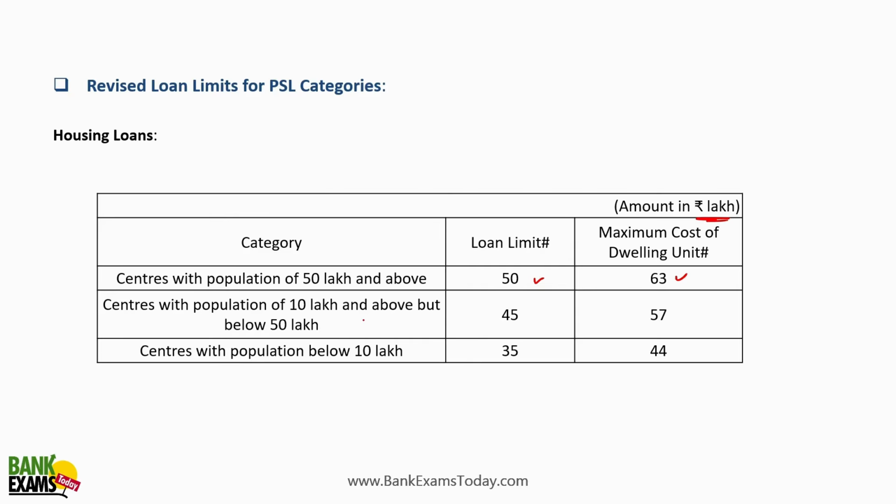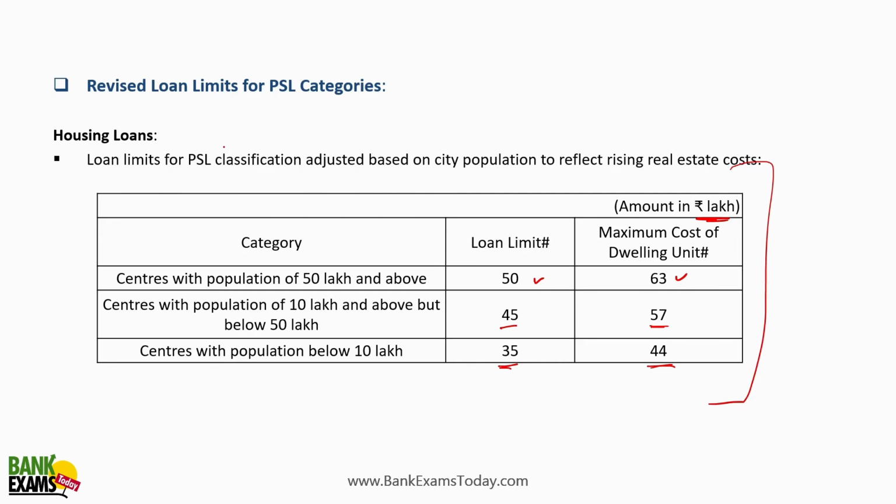Okay. Where population is 10 to 50 lakh, the loan limit is 45 lakhs and maximum cost of the dwelling unit is 57 lakhs. Centers where population is less than 10 lakhs, the loan limit is 35 lakhs and maximum cost of dwelling unit is 44 lakhs. So please remember this table for housing loans, okay?